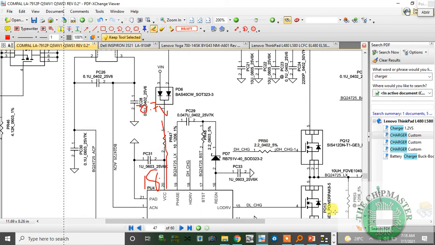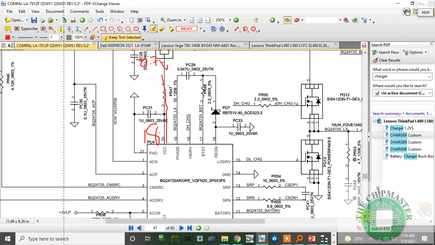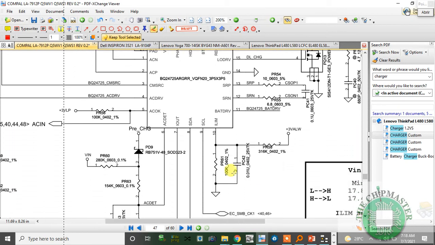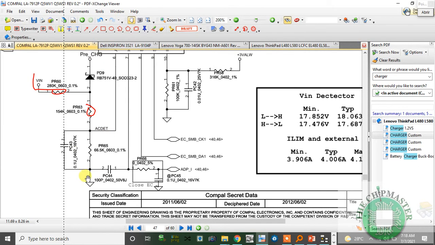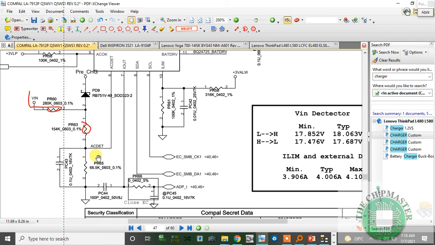Next, we need to have adapter detection, right? We have adapter detection, which is ACDET. As you can see, the same V in is coming through these two resistors, PR60 and PR63, which is connected to ground. As you can see, it now becomes a voltage divider. This is the ground, and this is the analog ground, and it becomes a voltage divider. And as you can see, we have another resistor here.